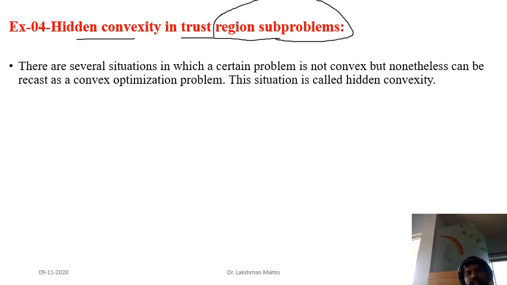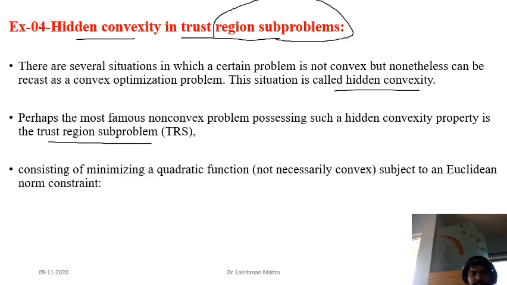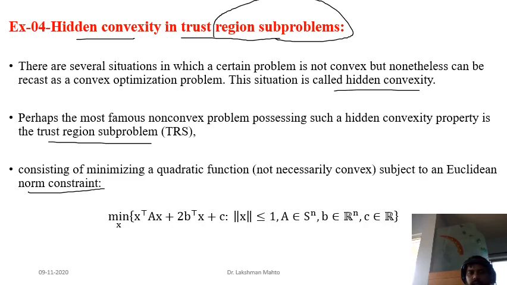Trust region is just talking about a small neighborhood, a localization of the given problem. There are several situations in which a certain problem is not convex, but nonetheless can be recast as a convex optimization problem. This situation we call hidden convexity. In the last case, in linear classification, we had already seen that. Perhaps the most famous non-convex problem possessing the hidden convexity property is what we call the trust region subproblem. It consists of minimizing a quadratic function, which may not be convex, subject to a Euclidean norm constraint.